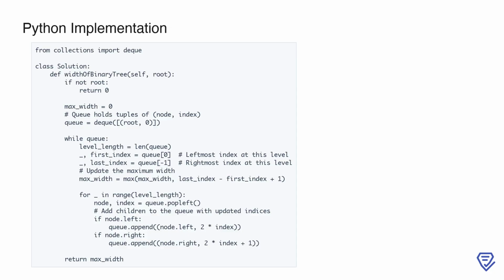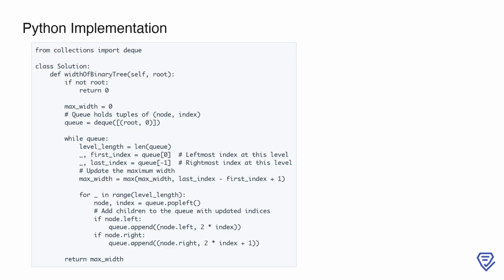5. Node expansion. For each node in the current level, the node is dequeued, and its left and right children, if they exist, are enqueued with updated indices. The left child's index is 2 * index. The right child's index is 2 * index + 1. 6. Result. After processing all levels, the function returns the max_width.